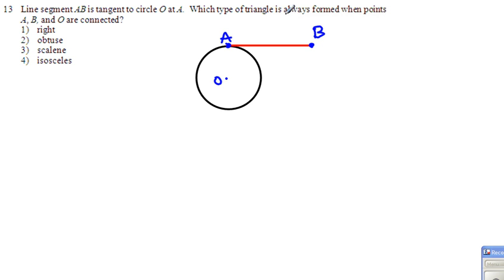Now, which type of triangle is always formed when points A, O, B are connected? Then we get to realize this is the radius and tangent. When radius and tangent come together, one thing that we get to realize is they form a right angle. Hence, we'll end up getting a right triangle.